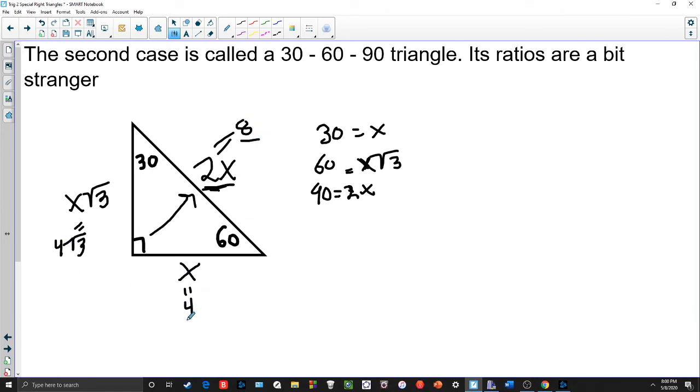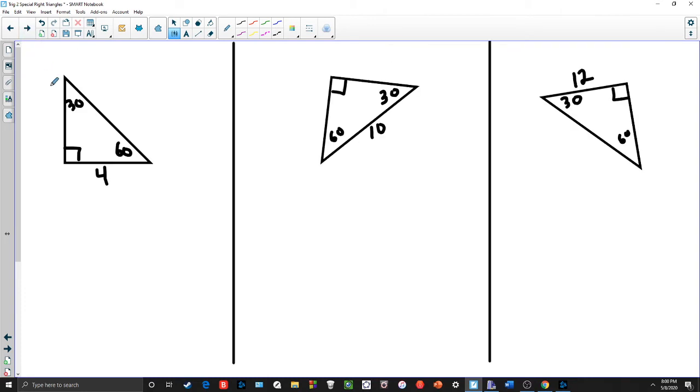So the small side is just x, the next biggest side is x times root 3, and the biggest side overall, the hypotenuse, is twice x. That's the buildup that it goes through. Now, as you can probably surmise, this comes in one of three cases, where they give you the 30, where they give you the 60, and where they give you the 90. One of those three cases will be what happens. So let's go over how to do each case. We'll take it one at a time.